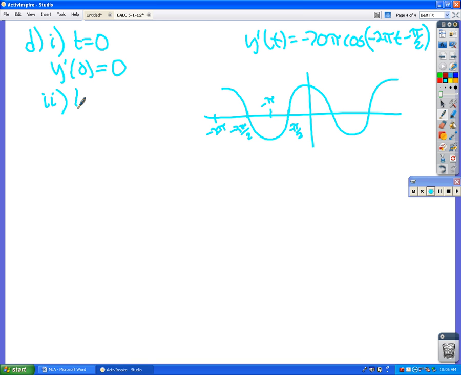Now if I'm going to plug in t equals 0.25, and this would be really easy to do if we could have a graphing calculator, right? Yeah, because it gives you that table thing.